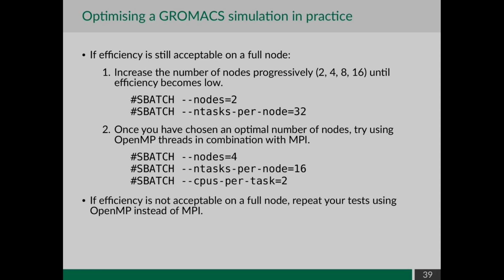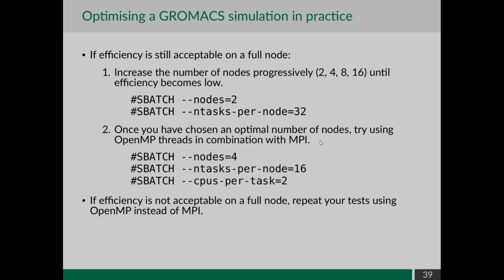You will see if the efficiency is still acceptable once you've reached a full node. Maybe yes, maybe you're still pretty linear, maybe not, maybe you've already reached the scaling limit. If you think it's still possible to increase performance, now that you're occupying a full node, try to use more nodes. So increase the number of nodes progressively, again by powers of 2, until the efficiency becomes unbearably low. So again, using the MPI implementation, increase the number of nodes, and always use full nodes.